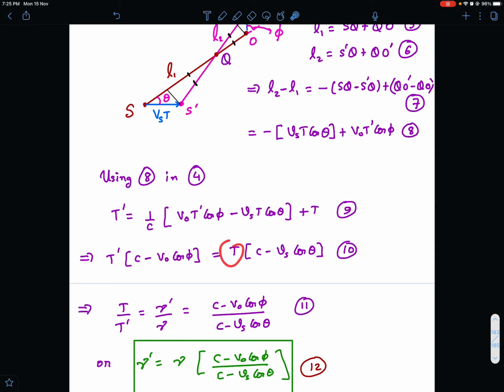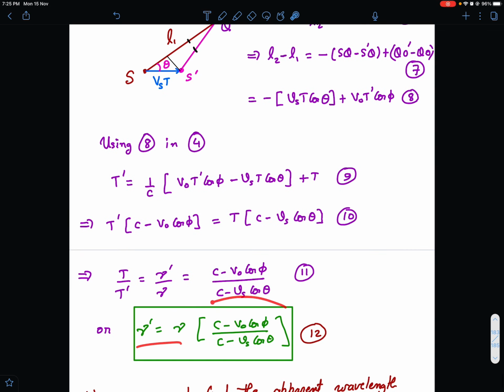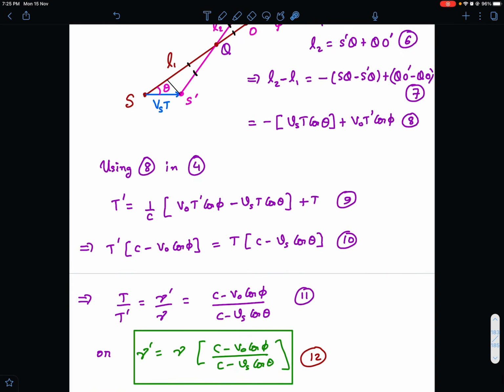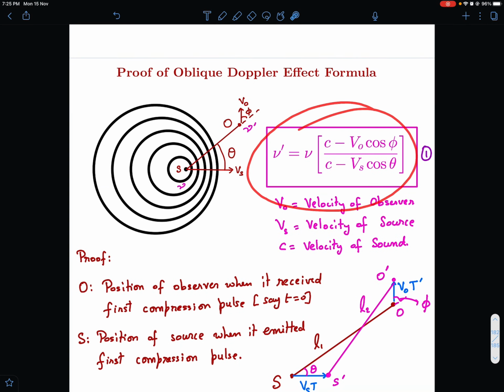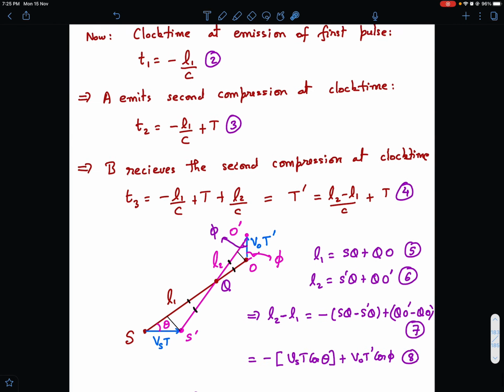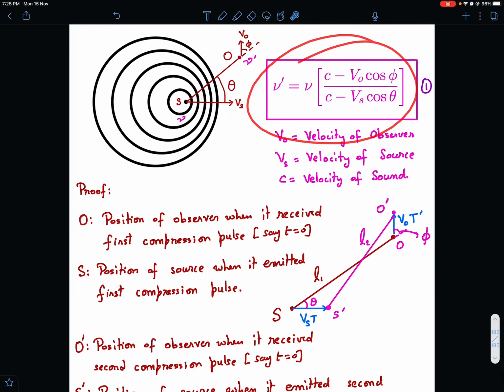Okay, and now you can just take t upon t prime, and t upon t prime must be equal to nu prime by nu. Why? Because frequency is nothing but the reciprocal of the time period, right? So 1 by t prime becomes nu prime and 1 by t becomes nu. So nu prime upon nu simply becomes, by rearranging this, c minus v naught cos phi upon c minus Vs cos theta, and this is what we wanted to prove. So just rearrange this and you can say nu prime is nu into c minus v naught cos phi upon c minus Vs cos theta, and this is what we wanted to prove, and that's what we have proved.